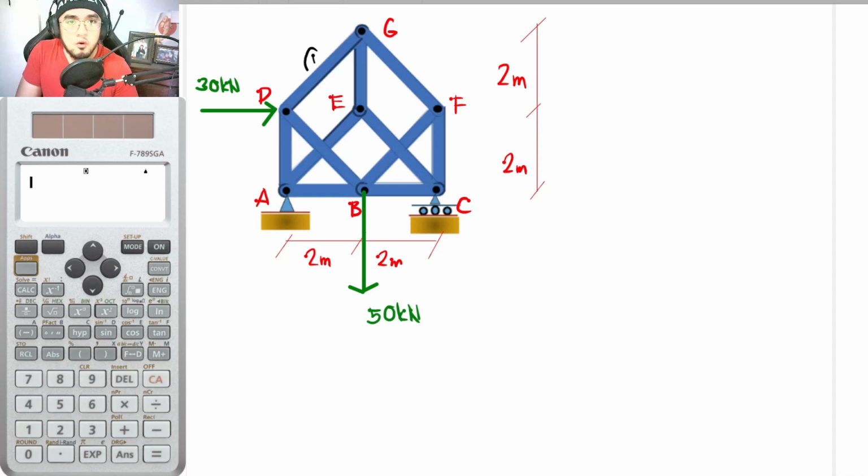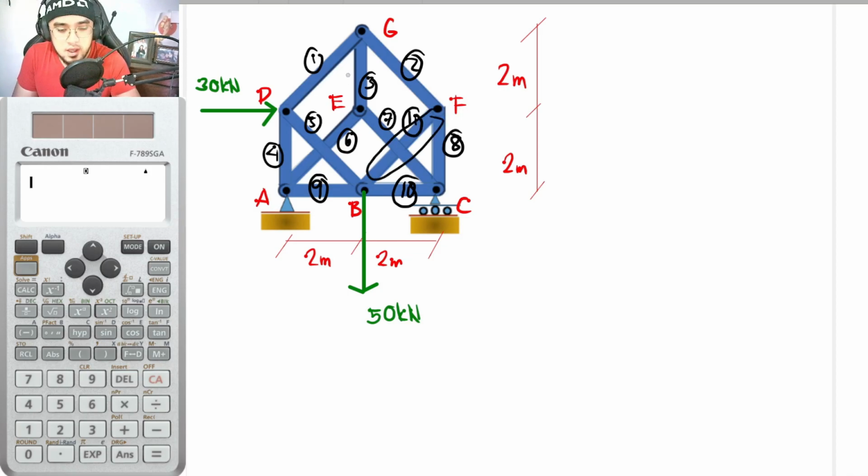So we have 1, 2, 3, 4, 5, 6, 7, 8, what else? 9, and 10. Oh, by the way, 9, 10, and 11. I forgot to count this one here. So we have, once again, 1, 2, 3, 4, 5, 6, 7, 8, 9, 10, 11. So we have 11 members in total.